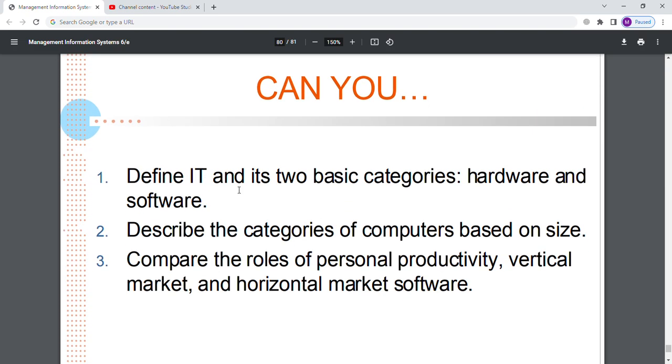Can you answer this question? Now you are able to answer this question. This is clarifying IT and its two basic categories.